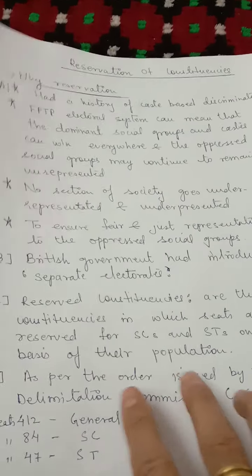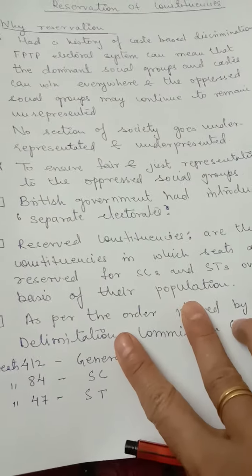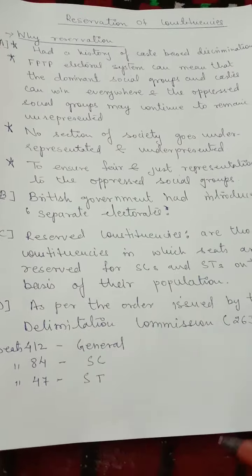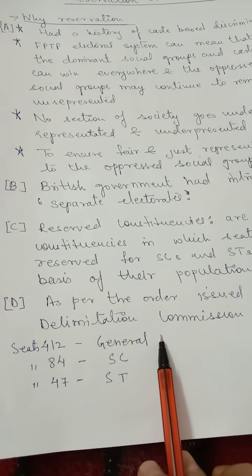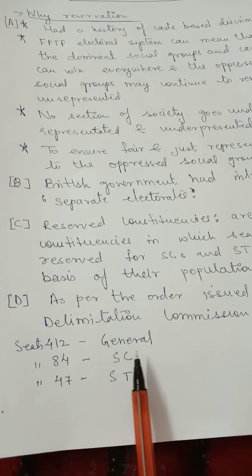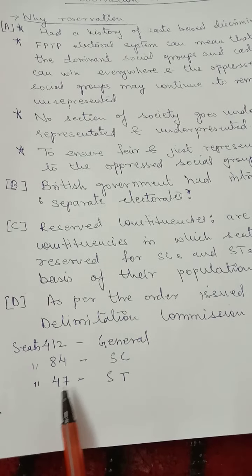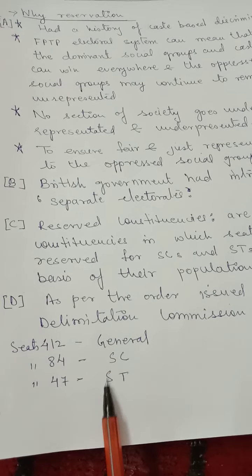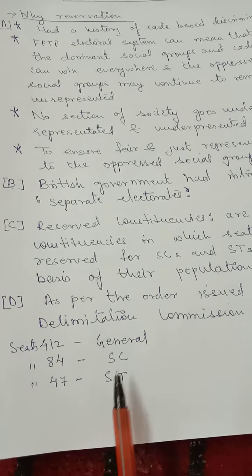Now, for whom were these constituencies reserved? As per the order issued by the Delimitation Commission as on 26 January 2019, 412 seats are reserved for general category, 84 seats are reserved for the scheduled caste, and 47 seats are reserved for scheduled tribe candidates.